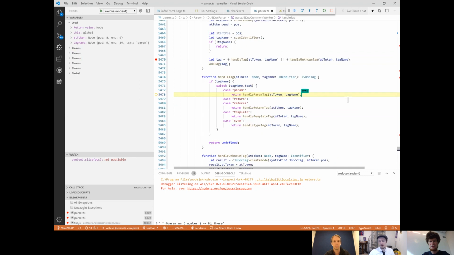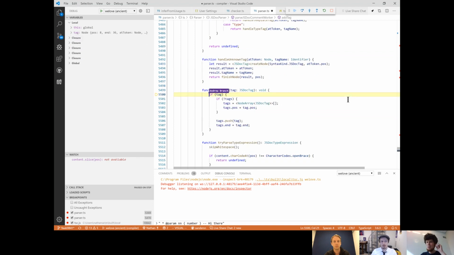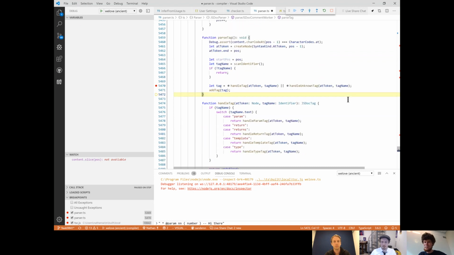Yeah. So we've handled the param tag. Now we add the tag, which is actually pretty simple. We just find the parent tag, and if it doesn't have a tags array, then we create one. We set some positions because I don't think we do that anymore, but we might, and we push it into the end. And then this parent tag is the thing that's going to be returned, I think. I'm not sure.